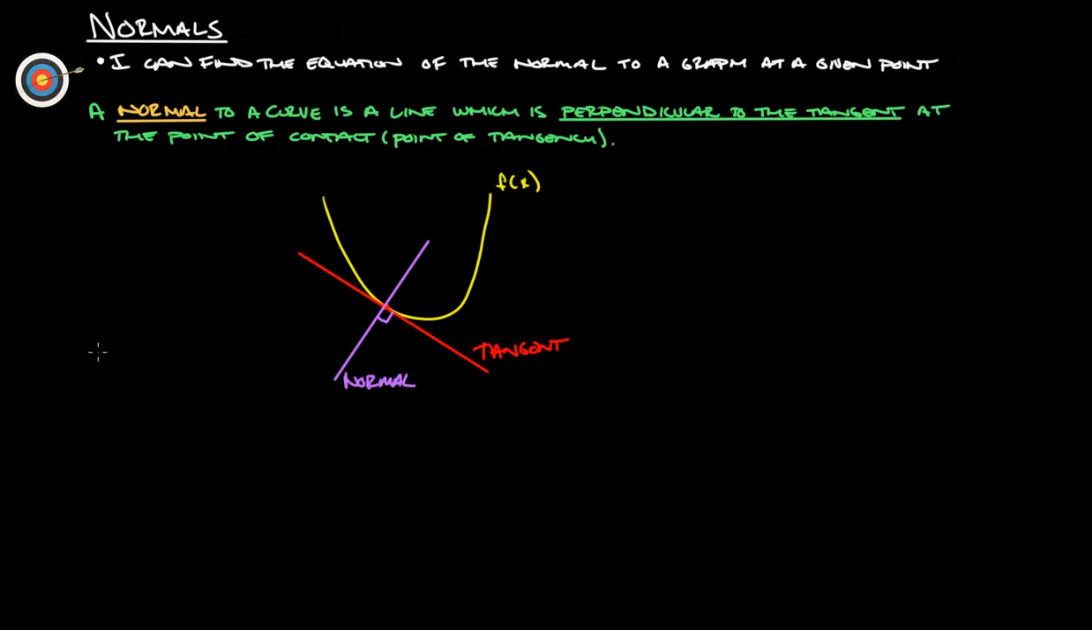So first off, what is a normal? A normal to a curve is a line which is perpendicular to the tangent at the point of contact, which we call the point of tangency. For example, if the yellow here is our function f of x, this red spot right in here is our tangent point. Here's our tangent line, and the normal line makes a 90-degree angle with the tangent line.